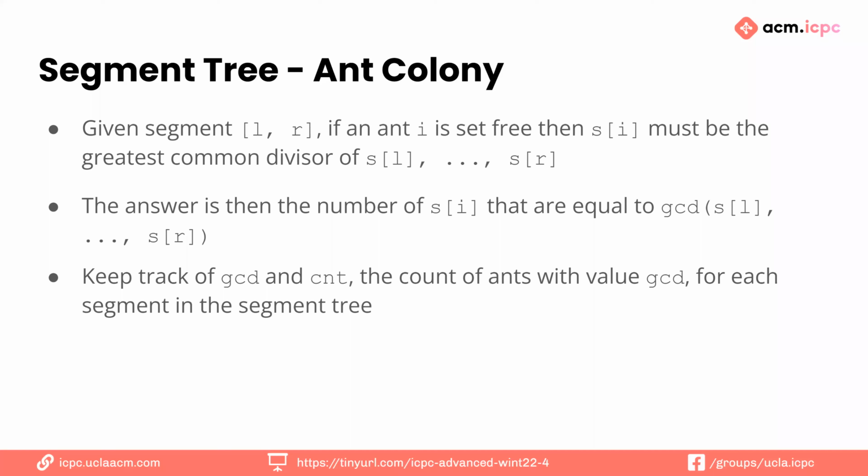So how about count? What is the count in the larger segment? If you ended up keeping one of the values from the subsegments as the new GCD, then you inherit that count. If the two subsegments had equal GCDs, then you add the counts together. And otherwise you put zero. If the new GCD becomes a smaller number than both of them, then the count is just zero, because if there was a smaller number in there with that value, then the GCD would be lower.